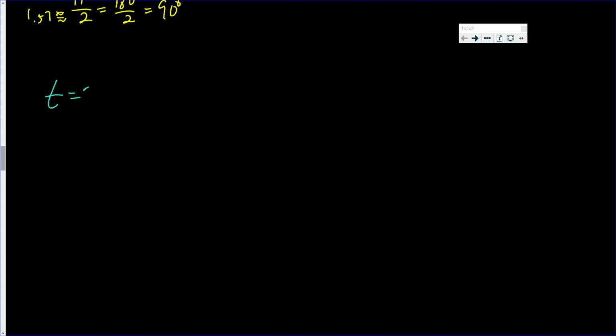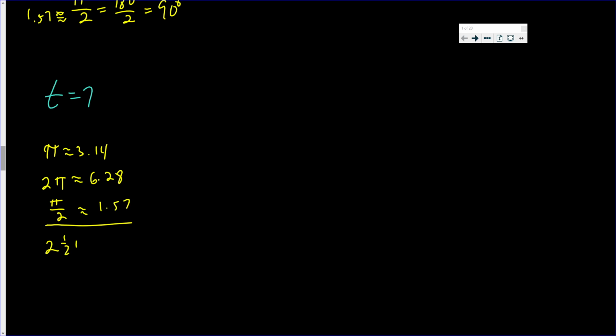What if you were asked to plot or to sketch 7? T equals 7. That means 7 radians. Well, remember, pi is about 3.14. So 2 pi is about 6.28. And half of pi is about 1.57. So 2.5 pi will be about 7.85. So it's a little bit less. What we want is a little bit less than 2.5 pi.